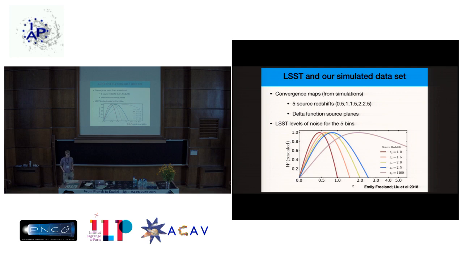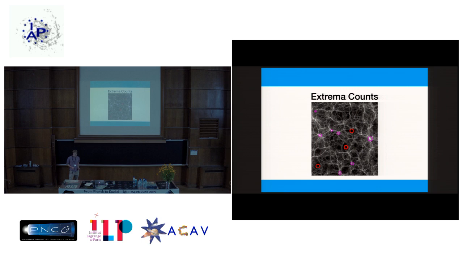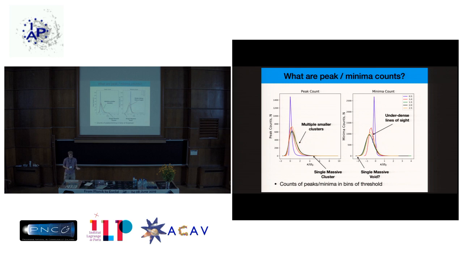Once we've done that, we can then start looking at different non-Gaussian statistics. I'm going to focus on extreme counts. Going back to this cartoon image, one of the things that jumped out to the eye was the fact that you have very collapsed and very underdense structures in this non-Gaussian simulation that you didn't have in the Gaussian case. And so hopefully by measuring their properties, we can learn something new. In particular, we've been looking at peak and minimum counts, which is a very simple technique where you just look at the extreme points in your map and you count them as a function of threshold, in this case normalized by the noise level in the map.